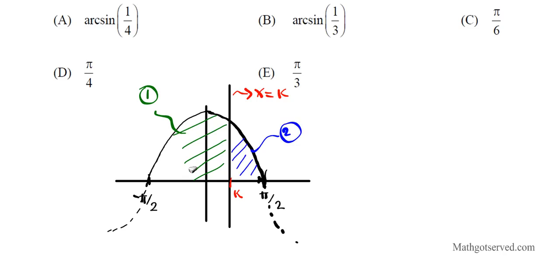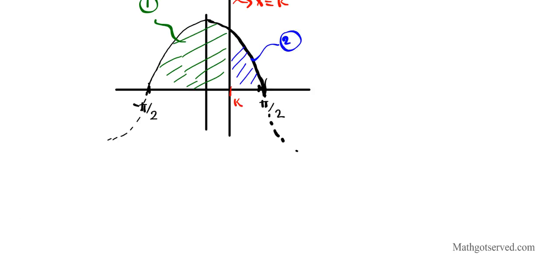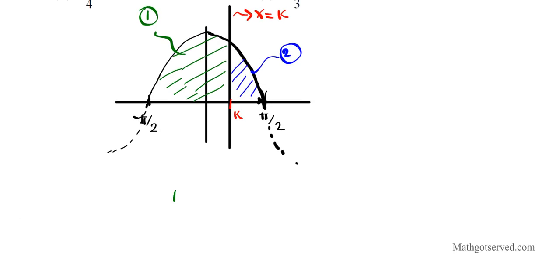All right, so guess what? The area in region 1 is 3 times the area in region 2. So how do we use the language of calculus to express the area under the curve for region 1? Let's go ahead and do that. For region 1, it's going to be the integral from negative pi over 2, the lower bound, to the upper bound, which is k, of the function cosine x dx. Okay, that's for region 1.